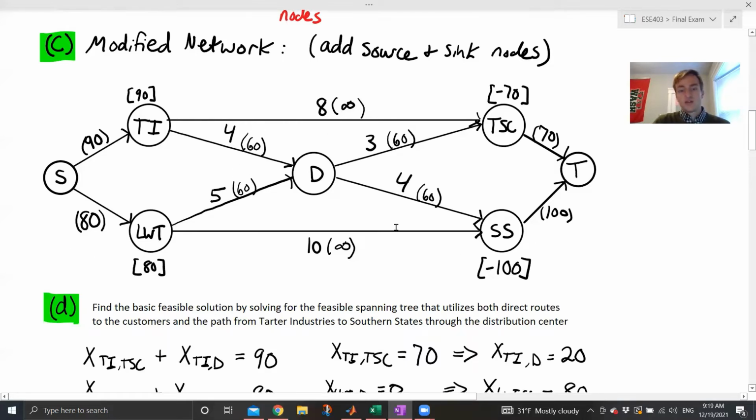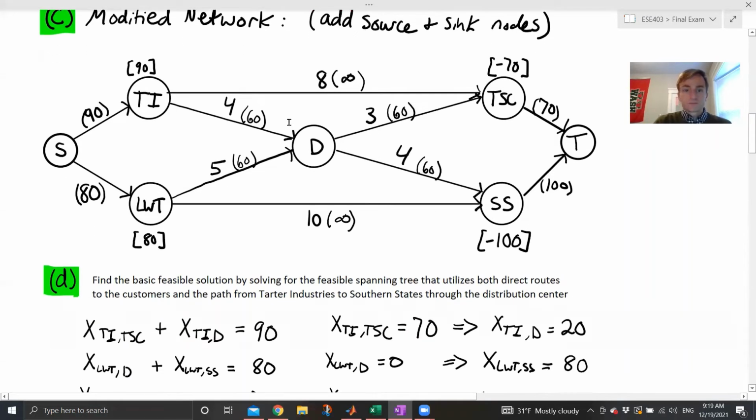That's why it's a spanning tree. So these paths, excuse me, are going to be our non-basic variables, and so they'll be set to 0. And we'll use that to solve our solution.